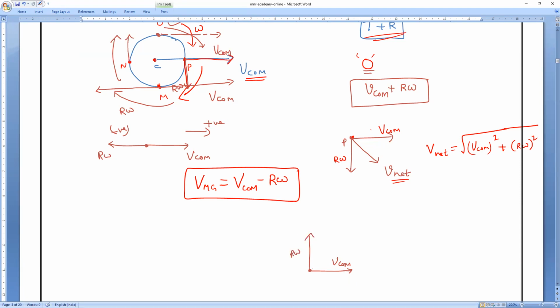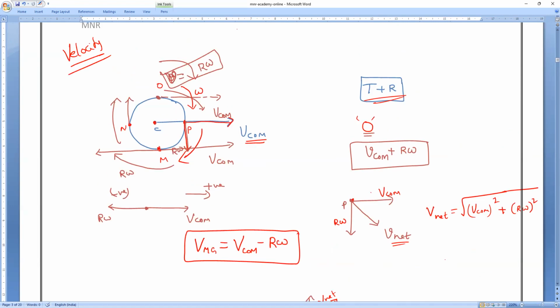So the net resultant velocity will act in this direction. That is V net. So V net is equal to what? Anybody? V net is the velocity of the N particle with respect to the ground. What will happen, guys? Velocity of center of mass whole square plus rotational motion square. That is what you have to remember. Now, are you clear, everybody?